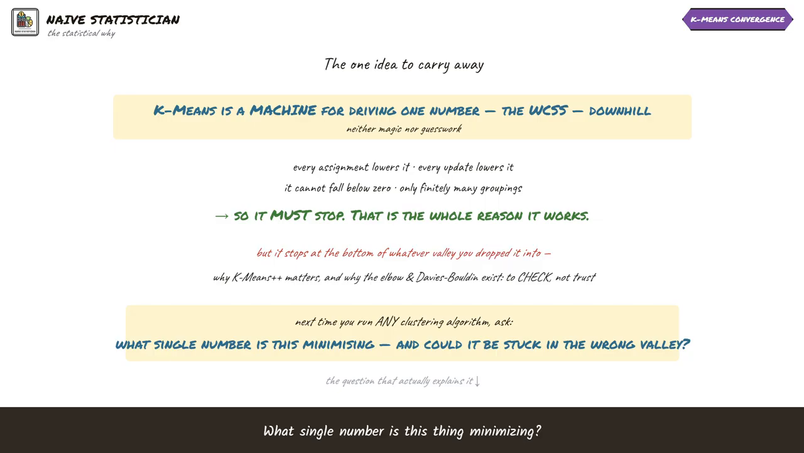What single number is this thing minimizing? And could it be stuck in the wrong valley?